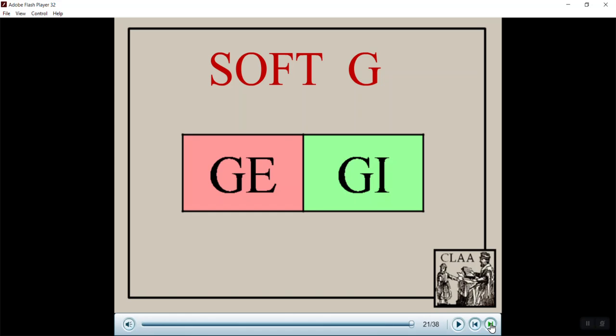Look at the syllable in the pink box. In classical Latin, this would be read ge. In church Latin, it's read je. Look at the syllable in the green box. In classical Latin, this would be read gi. In church Latin, it's read ji. Any time the letter g is followed by the sound e, it's read with a soft sound, j.